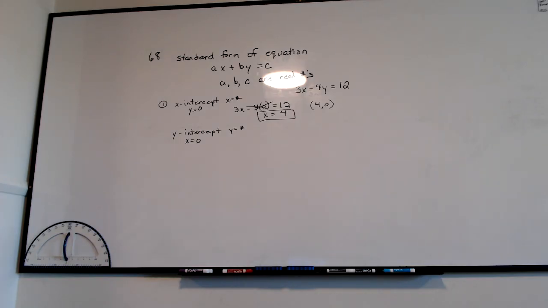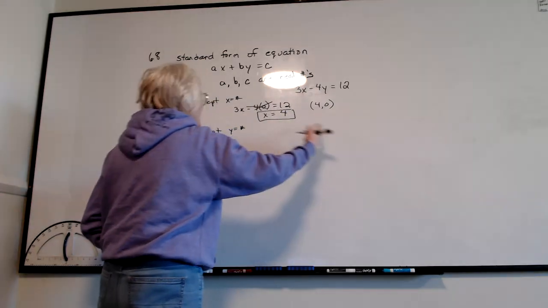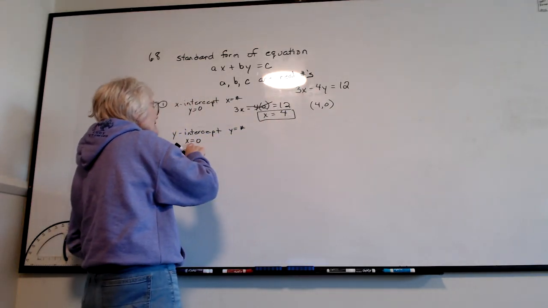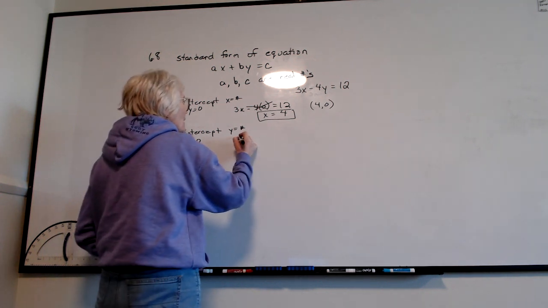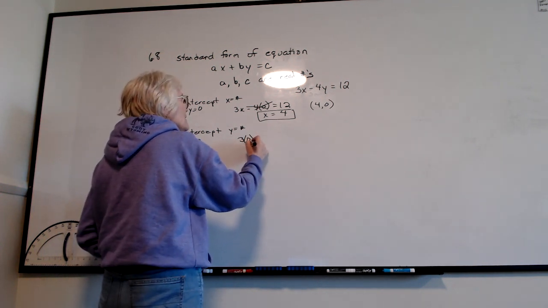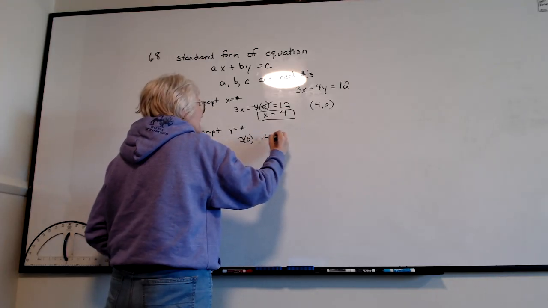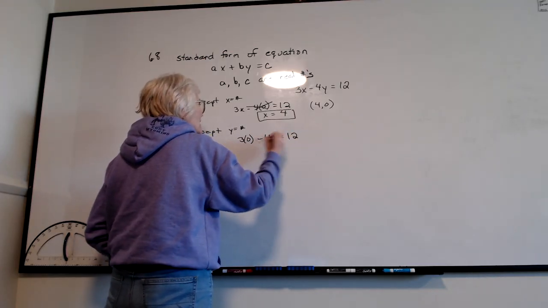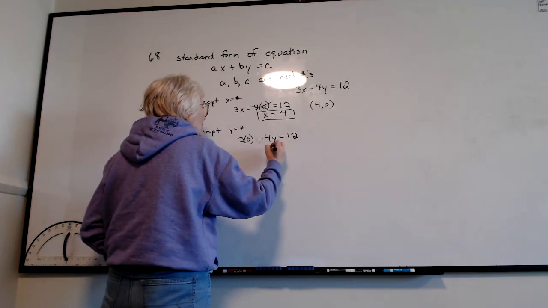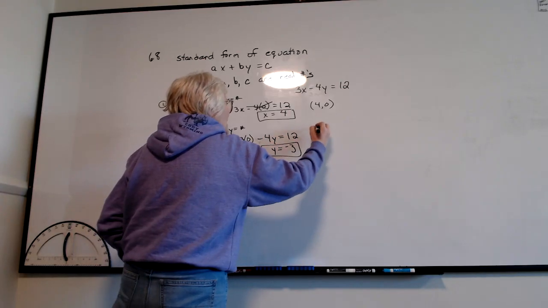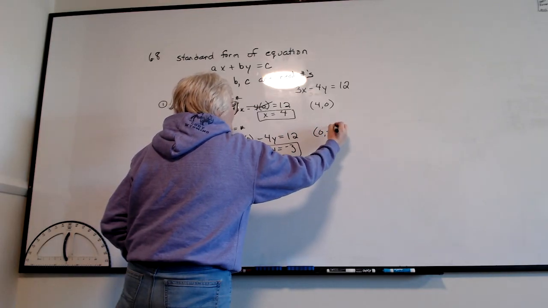Okay, the next one is just the opposite of that. I want the y-intercept where it crosses the y. At that point, x is 0, so I get 3 times 0 minus 4y equals 12. If I divide by negative 4, I get y equals negative 3. So that gives me the point (0, -3).